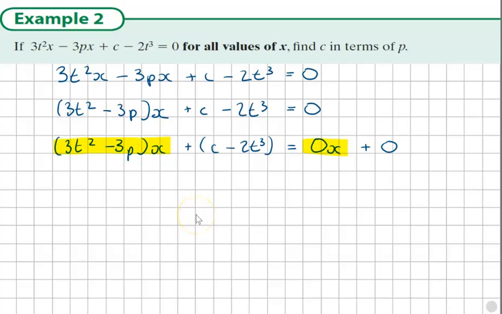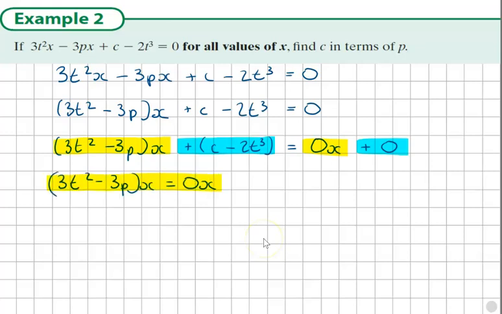So we're going to put like to like. The terms containing an x, we're going to equate, and the constants, the terms without x's, we're also going to equate. So we have 3t squared minus 3p x equals 0x. The x's will cancel. So we have 3t squared minus 3p equals 0.